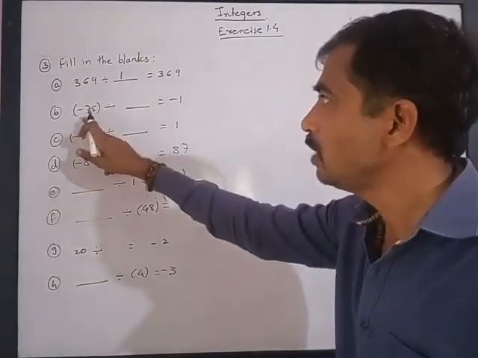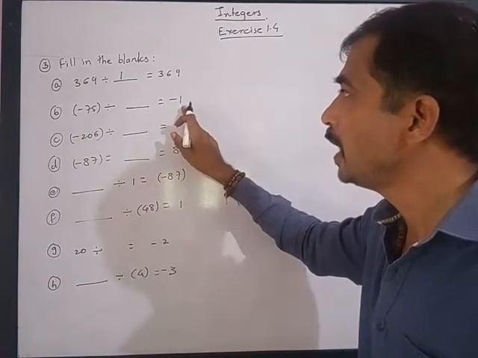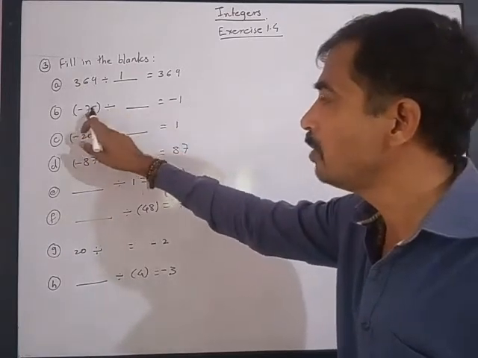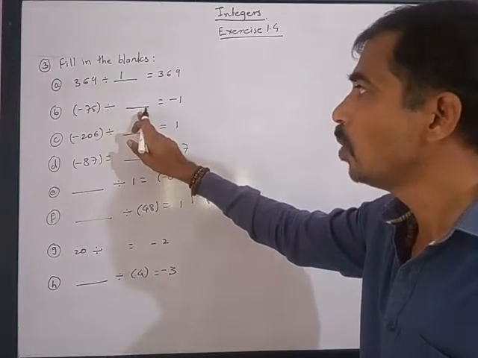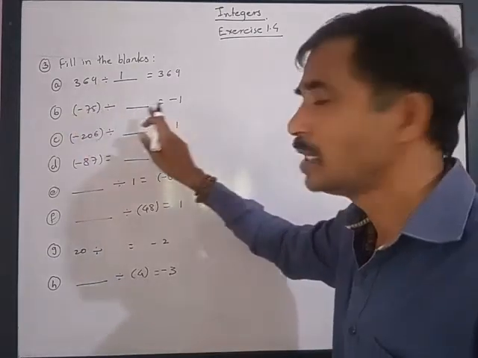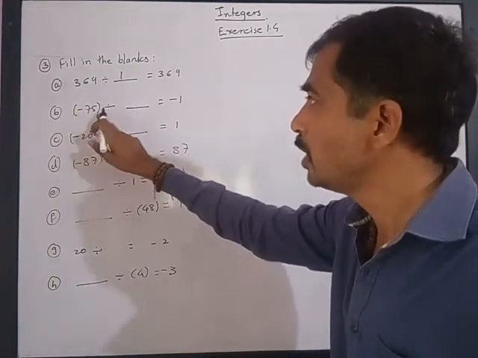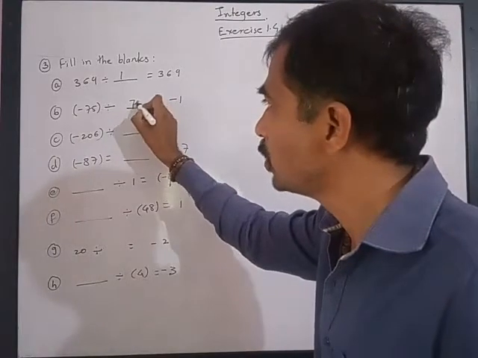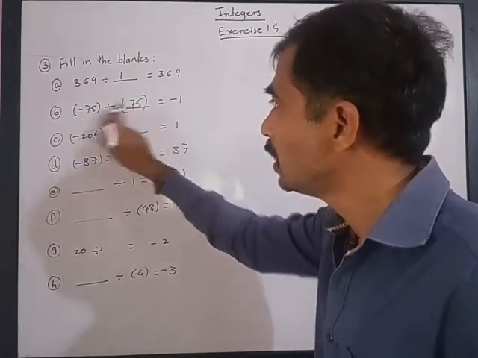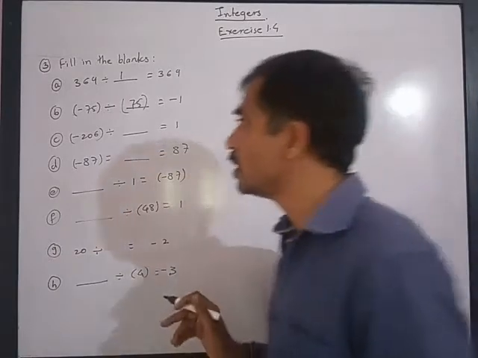Now next is negative 75, and here it is negative 1. We know if the same number divides the same number, we get the answer 1. And here since the sign is negative, we will get negative 75 divided by 75, positive 75. Try to understand this. Then and only then we will get a negative answer, 1.